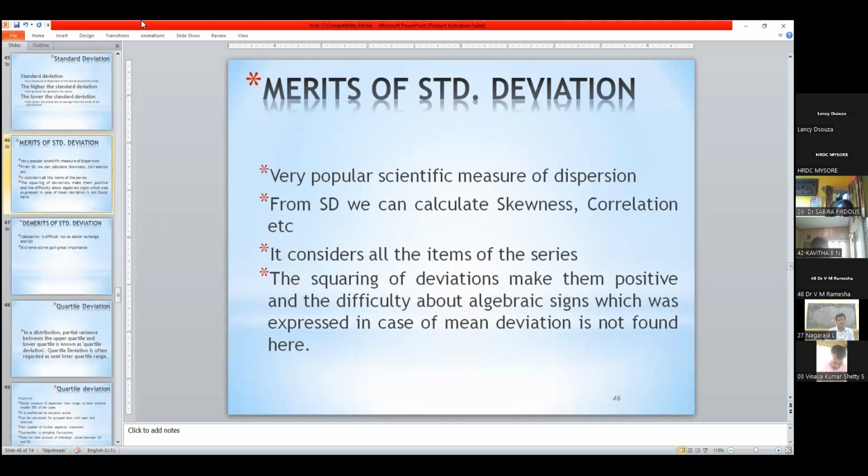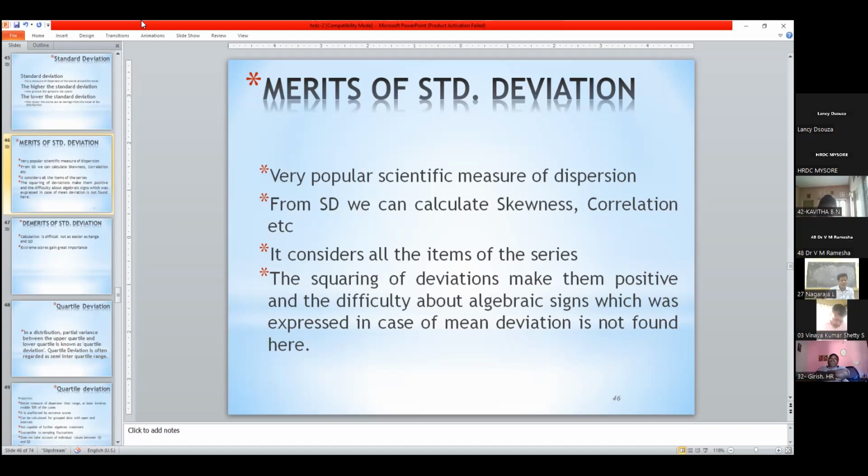So already I've discussed the advantages. It's a very popular scientific measure of dispersion, because it takes the deviation from each score to the mean. That's why it's very popular. Weightage is given appropriately. Then once you have got an SD value, you can go on to further calculations like skewness and correlation, etc. By these values, we can go for higher levels of statistical functioning. As I said, it considers all the items of the series. That's also more important.